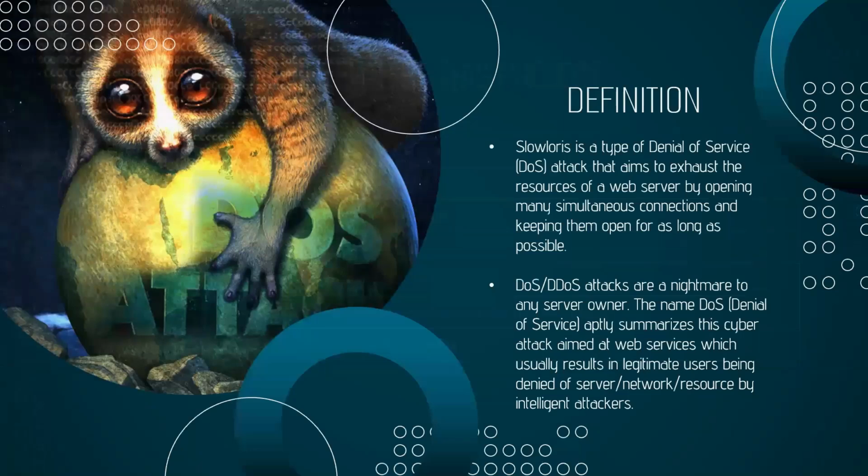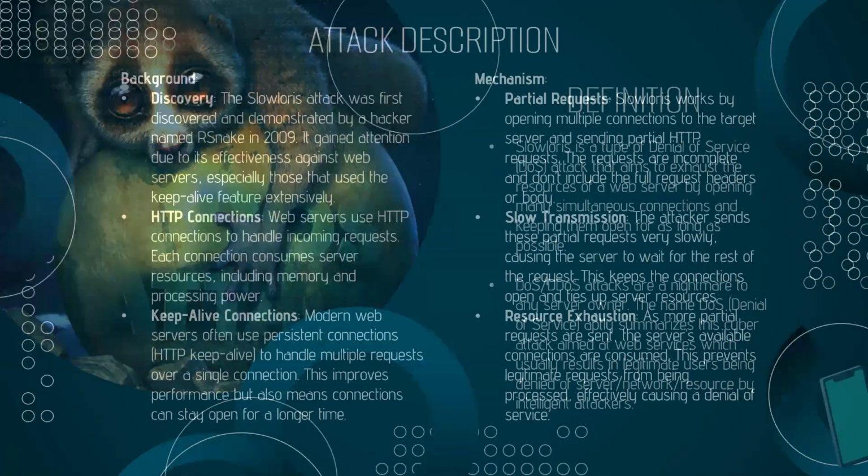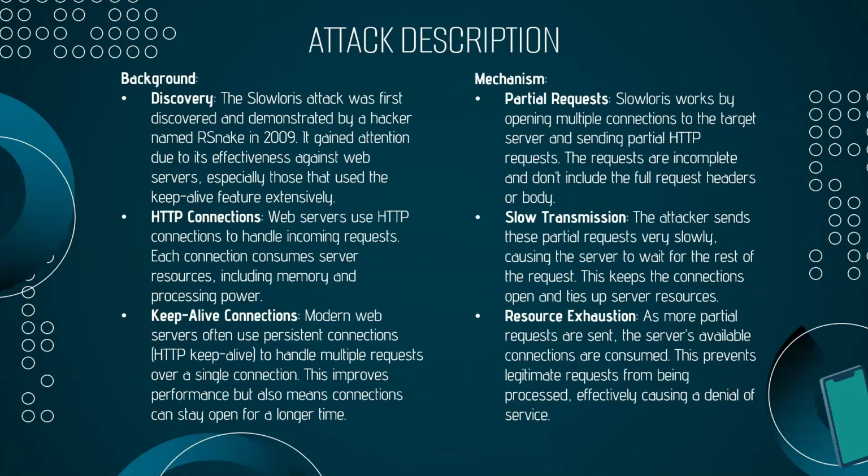So, the definition of SlowLoris is a type of denial of service attack aimed at exhausting the resources of a web server by keeping many simultaneous connections open for as long as possible. This can prevent legitimate users from accessing the server. The SlowLoris attack was first discovered by the hacker Arsenic in 2009. It targets web servers that use HTTP keep-alive connections, making the attack particularly effective against those that keep connections open for a long period.